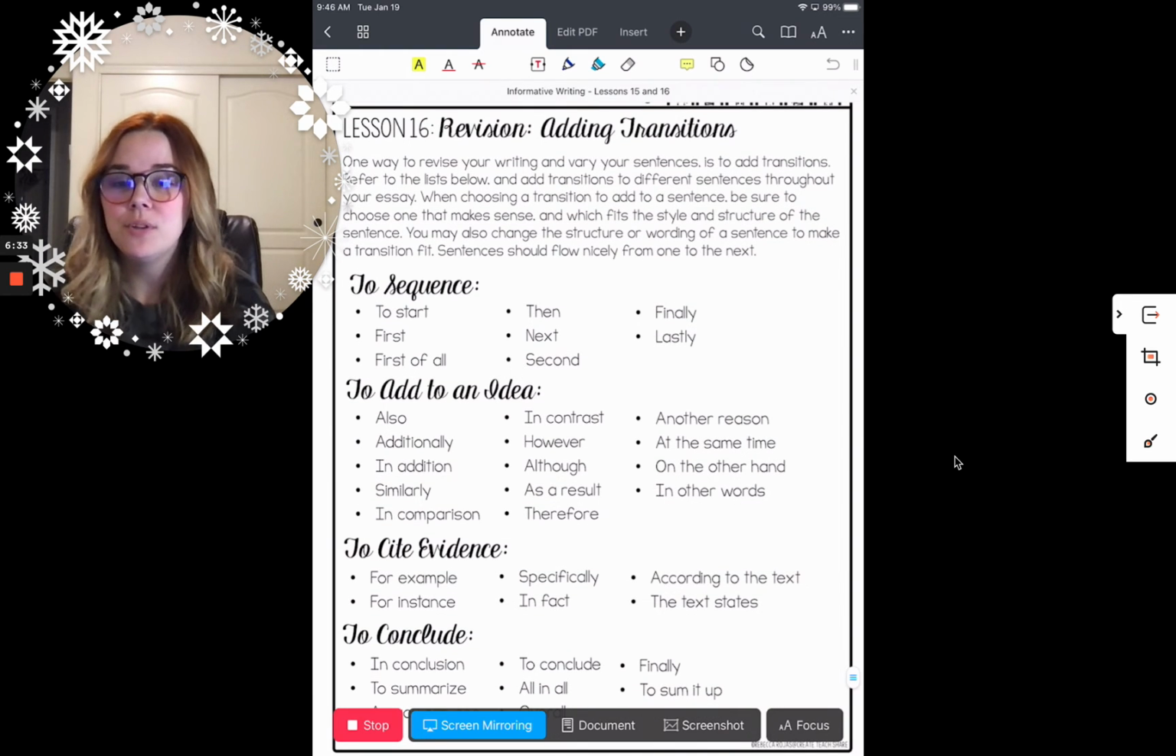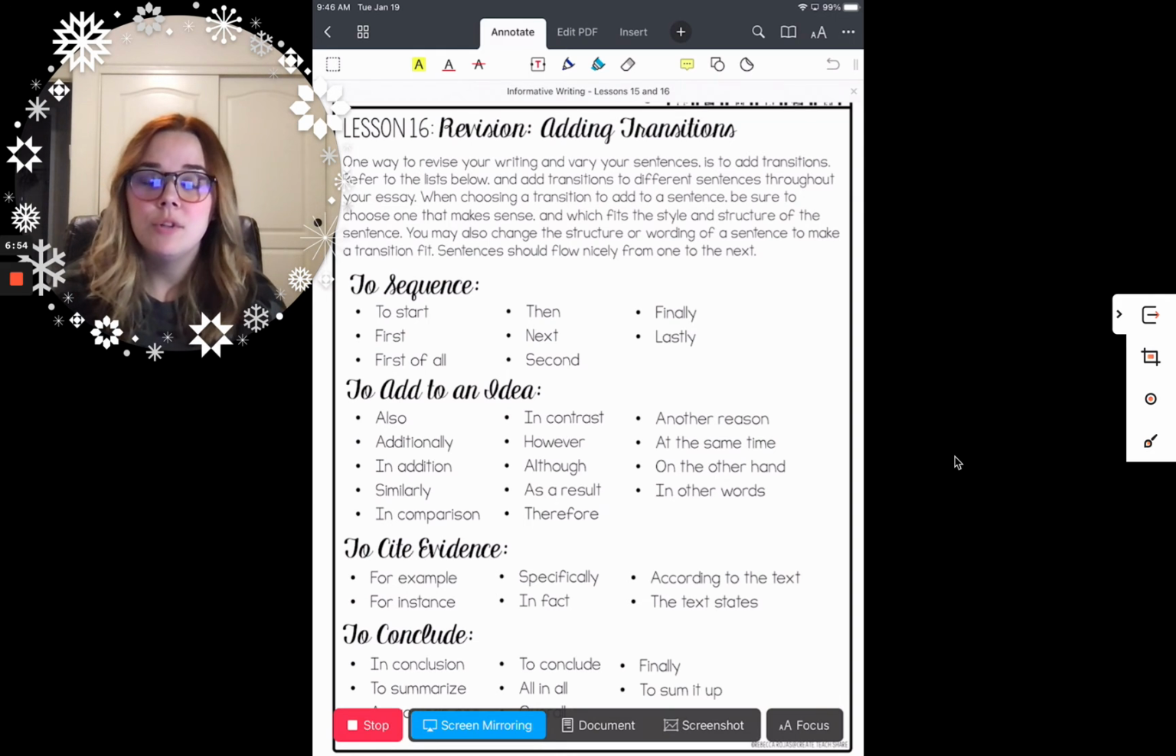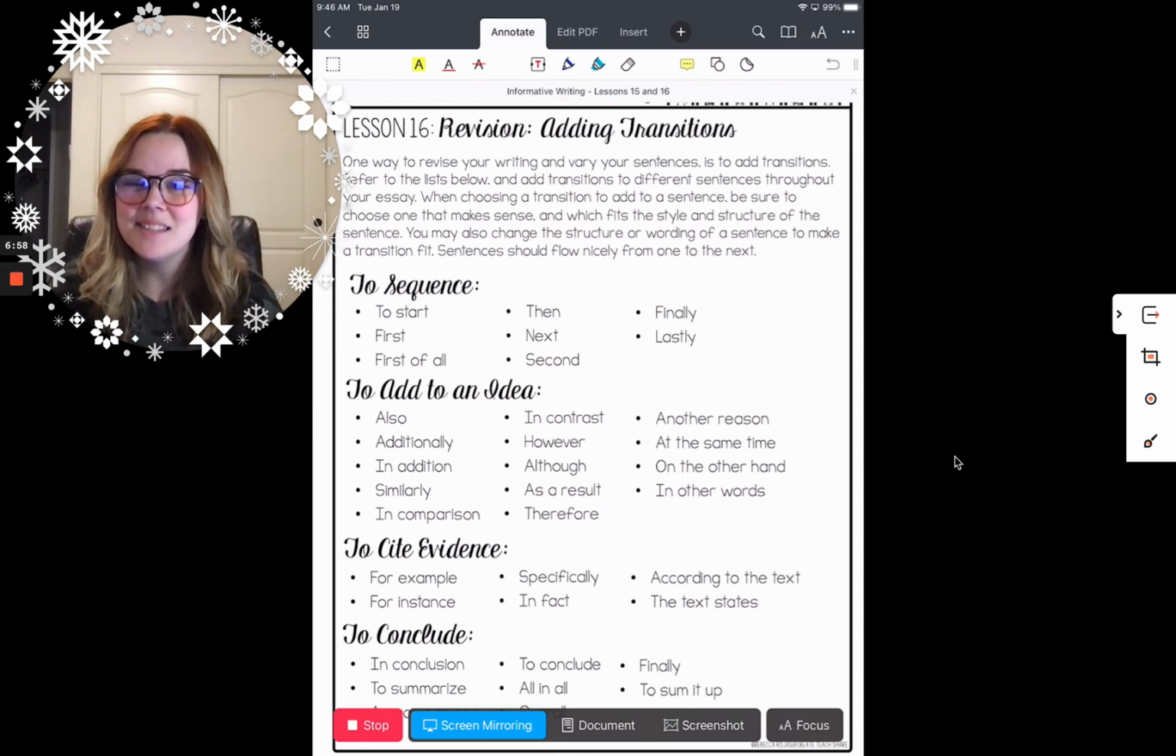So one way that you can revise your writing and vary your sentences is to add transitions. These are lists of some transitions. These are not all transitions. There are a ton of transitions. But take a look at the list and see if there's any transitions that you could add to different sentences throughout your essay. When you're choosing a transition to add to a sentence, make sure to choose one that makes sense and that fits the style and structure of your sentence.